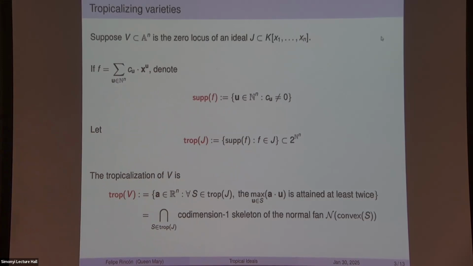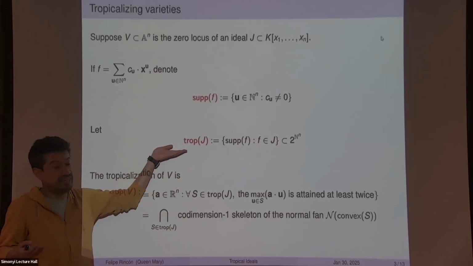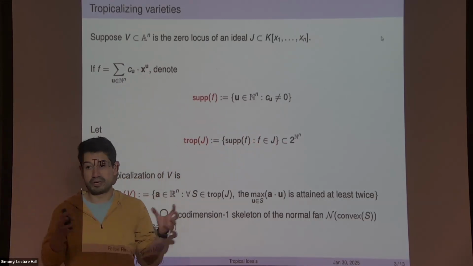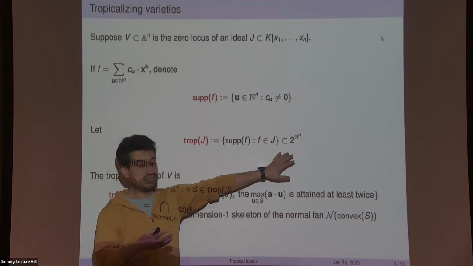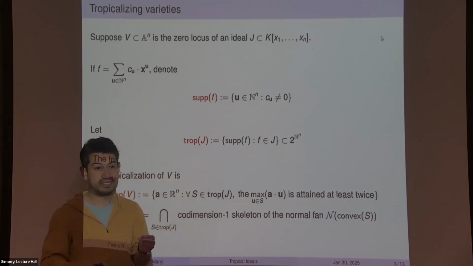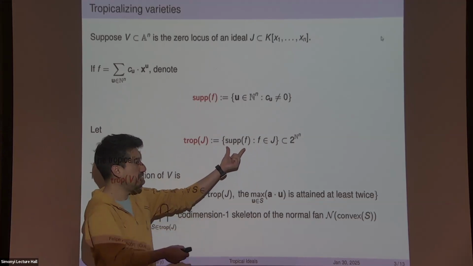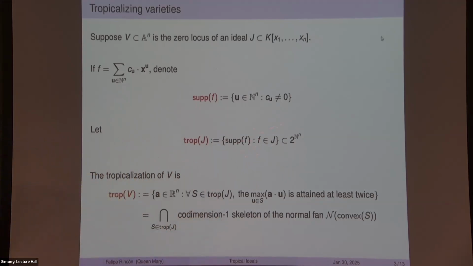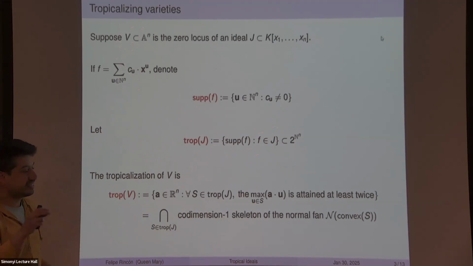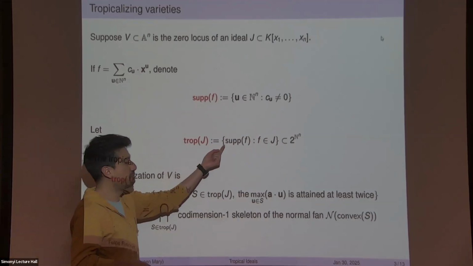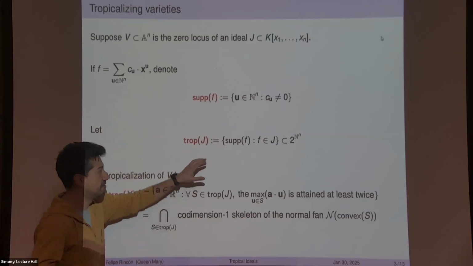Then I'm going to be interested in the collection of all supports of the polynomials in the ideal. This is what I'm going to call the tropicalization of the ideal J. Just collect all the possible supports of all the polynomials that appear in your ideal. This is now an infinite collection of subsets of lattice points. Each of these is a finite subset of lattice points, and I'm collecting them for all the polynomials in the ideal. So what's the tropicalization of your algebraic variety? You take all these collections of supports and impose the condition that you look at all the common tropical zeros of these subsets.